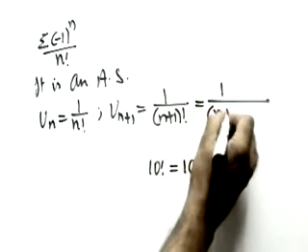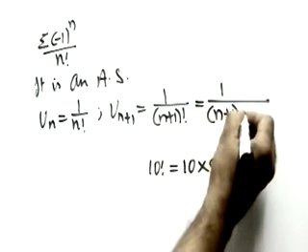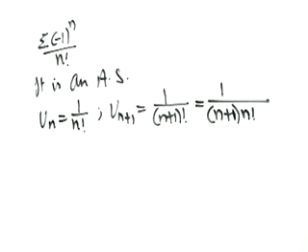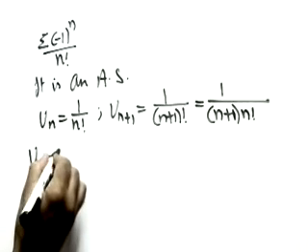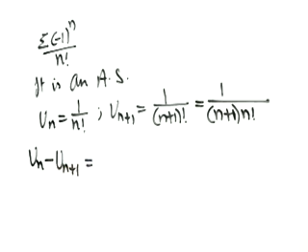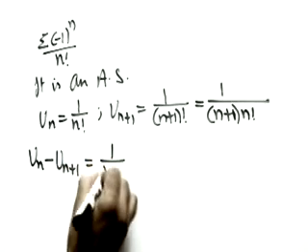In that way, (n+1) factorial can be written as (n+1) into n factorial. So we have to show u_n is greater than u_(n+1). Let me find u_n minus u_(n+1).